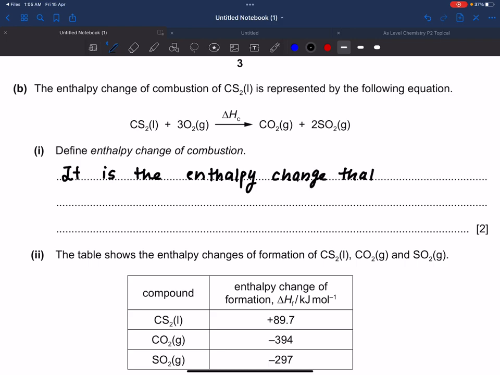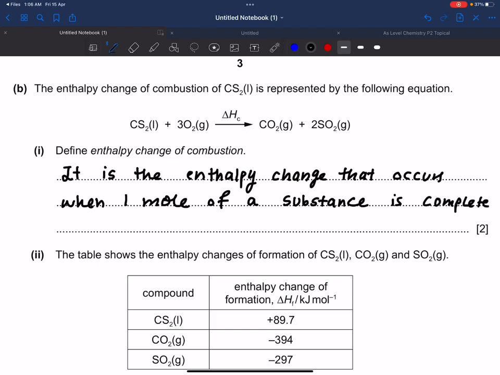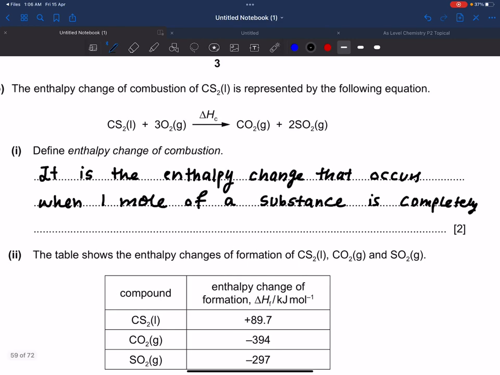that occurs when 1 mole of a compound, not a compound actually, you're going to write a substance because it can be an element too, a substance is completely burnt in oxygen. That's your statement, and you will get 2 marks for that.